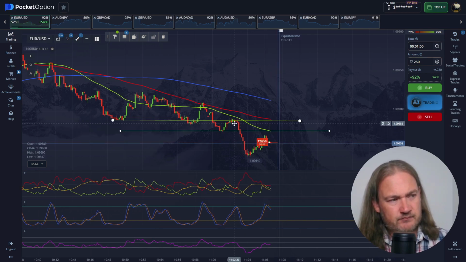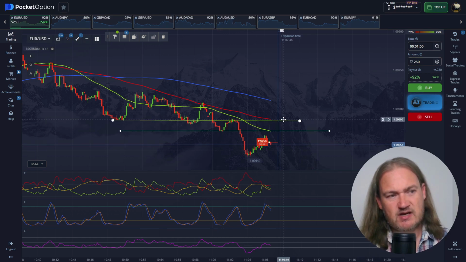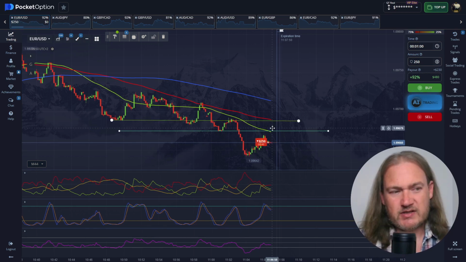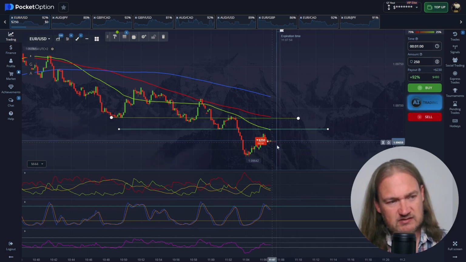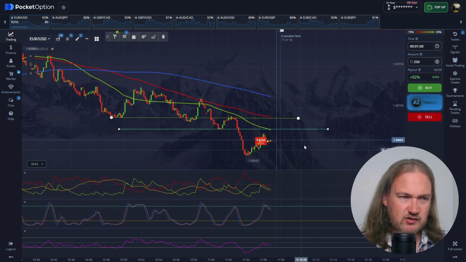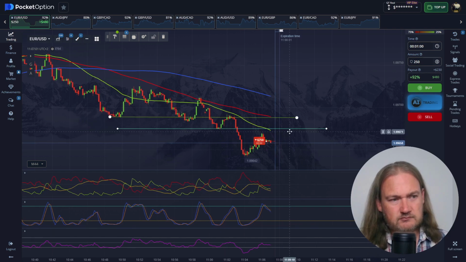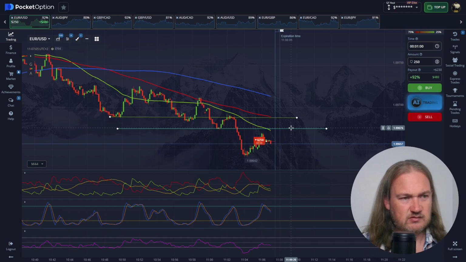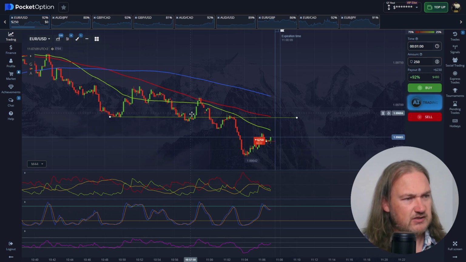So anyway, I'm consistently just trying to identify areas before price gets to those areas, where I could possibly get trade setups. But I wait for those setups. I don't just take them blindly.